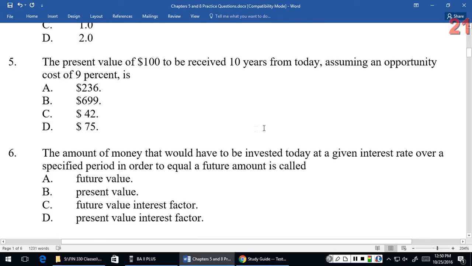Number 5, the present value of $100 to be received 10 years from today, assuming an opportunity cost of 9% is, and again, if we look at number 5, a couple of these answers we can eliminate immediately. Which 2 are they? Okay? We're looking for the present value of $100. So we know the present value, we're discounting that $100, so it's going to be less than 100. So we know that answer A and answer B are not possibilities.